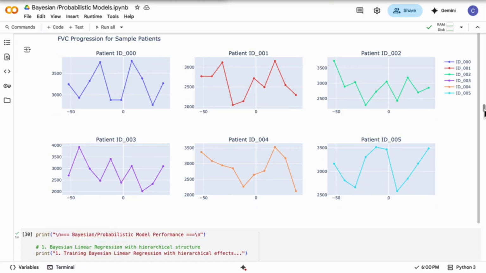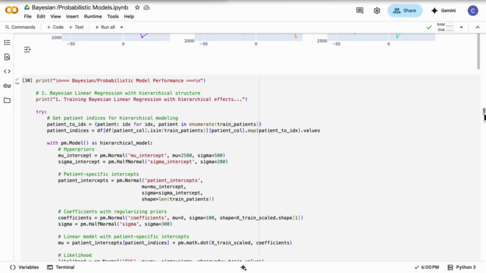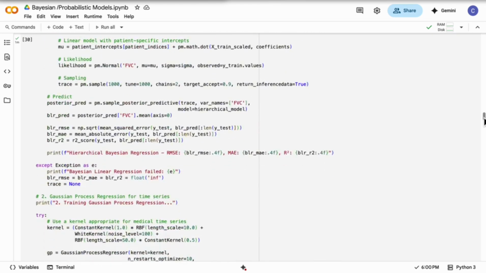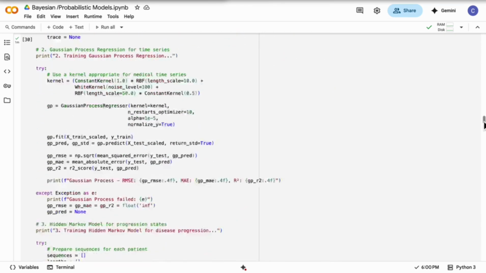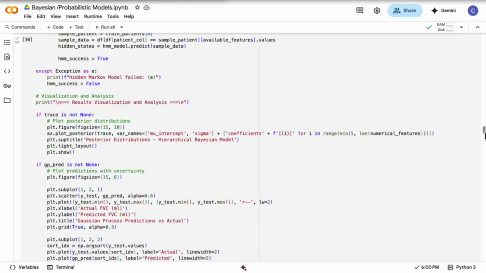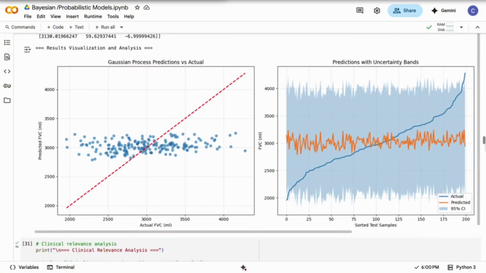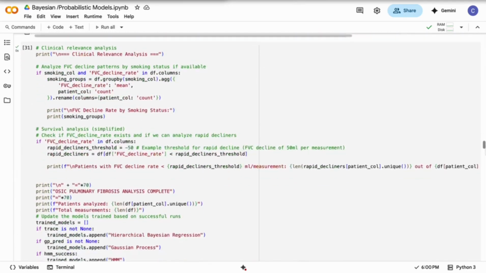And in very simple terms, it means that 1 in 4 patients in this study are rapid progressors, losing more than 50 ml of lung capacity per checkup, which is actually a red flag for disease severity. So this analysis shows that machine learning and Bayesian models can actually predict the lung decline in pulmonary fibrosis patients. And also we were able to get the best model for the accuracy.